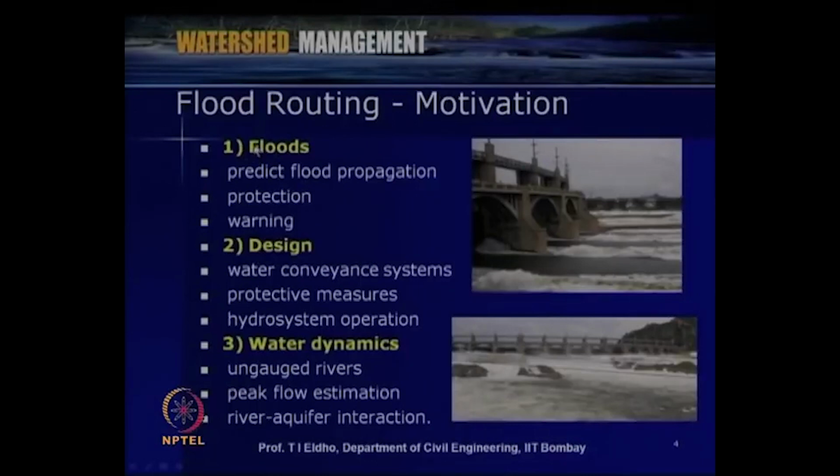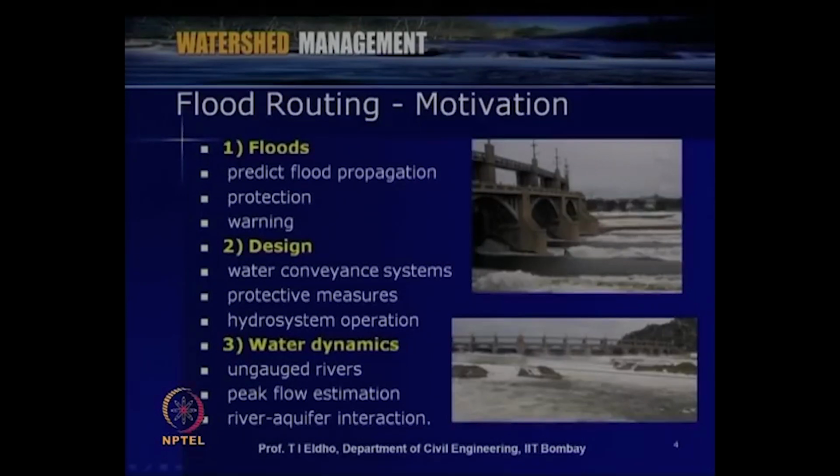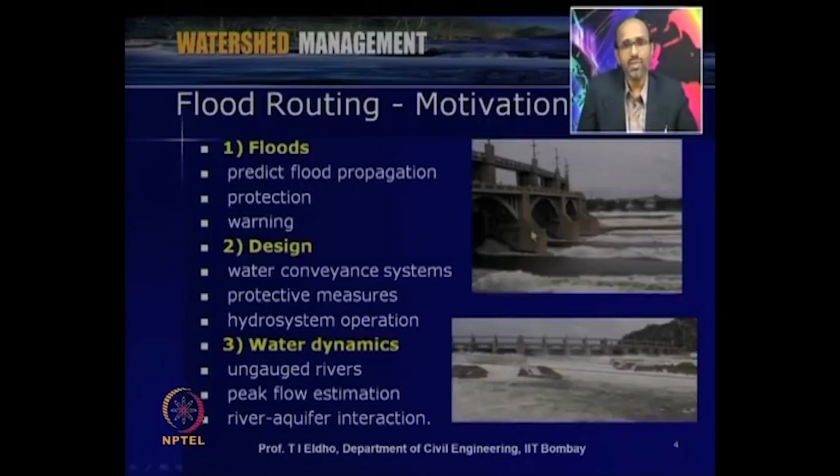When we consider floods, we have to predict the flood propagation. As you can see in these photographs, how the flood is moving from one location to another location, that is the so-called flood propagation. And if you want to take some protection measures with respect to flooding, we should know this. And then to go for flood warning, we should know how the flood movement or flow movement takes place. That process is flood routing. So, flood routing is very important as far as floods are concerned, with respect to prediction of floods or flood warning systems, or to go for protection from flooding.